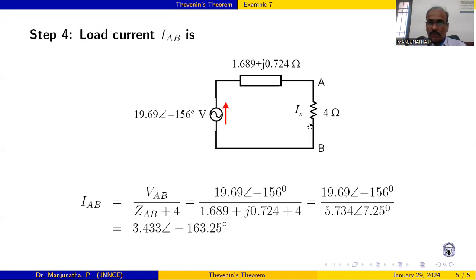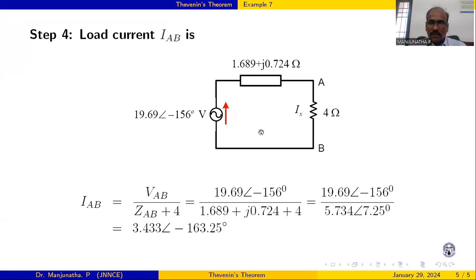Next, connect that 4 ohm resistor. Then I is this open circuit voltage divided by the Z Thevenin impedance, ZTH 1.689, plus this 4 ohm. Yes, it is not AB, it is the Z Thevenin actually. It is Z Thevenin plus this 4 ohm. This is in polar form and this is rectangular. I have to do the division operation, so convert this into polar form. Finally, the current flowing through this, IX, is 3.43 with angle minus 163.